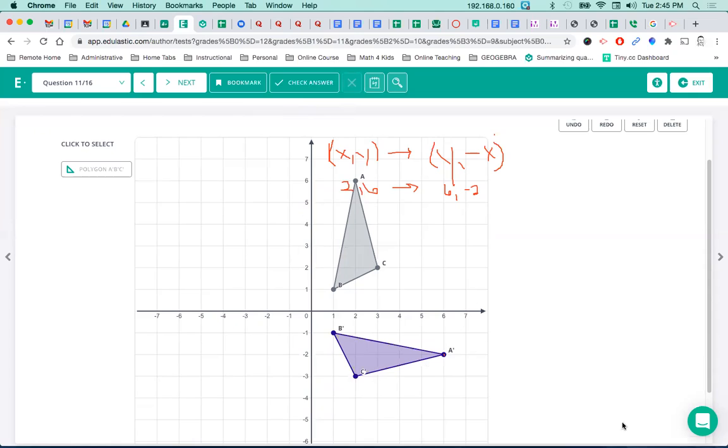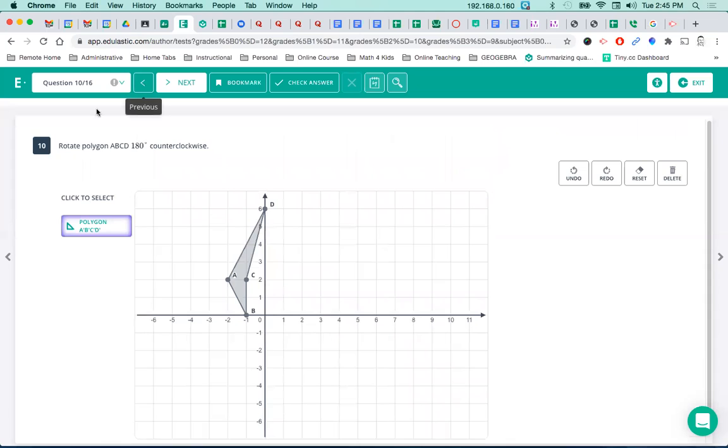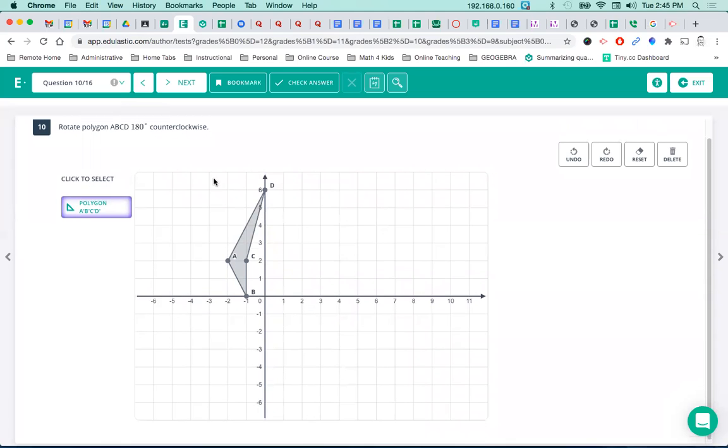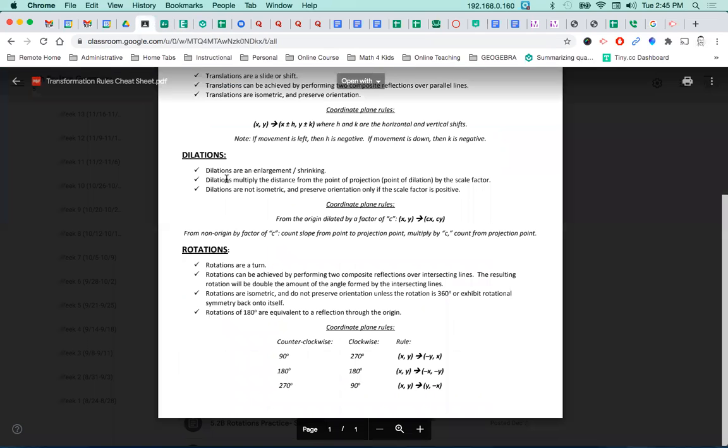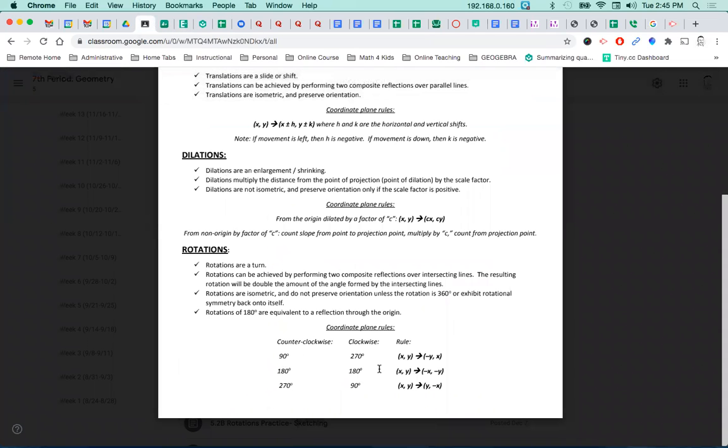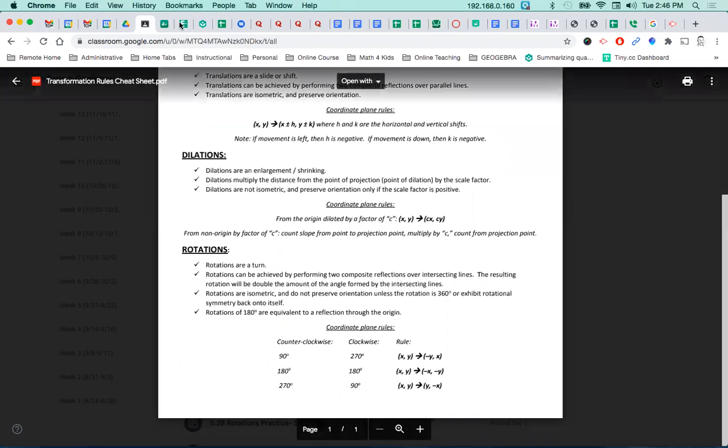Taking a look at number 12, sorry, number 10. All right, this one's rotating 180 degrees counterclockwise, which is this direction. And the nice thing with 180, it doesn't matter if it's clockwise or counterclockwise, it's going to be the same. So the mapping rule for this one is x comma y maps to negative x comma negative y. All right. It just completely 180 degrees counterclockwise or clockwise. It's x comma y maps to negative x comma negative y. All right. Pretty straightforward rule here.